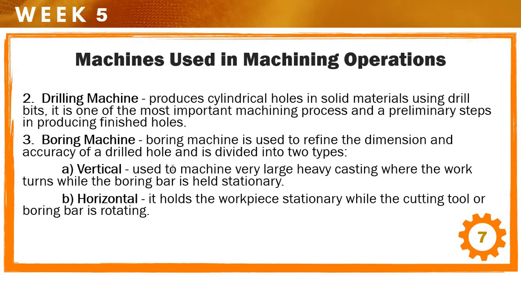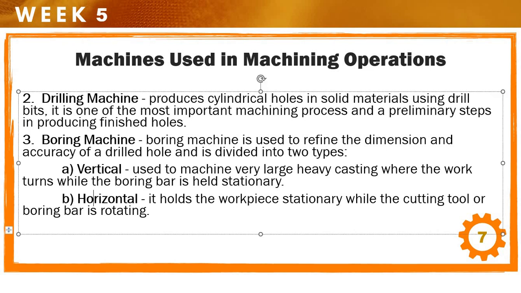Then third is the boring machine. The boring machine is used to refine the dimension and accuracy of a drilled hole and is divided into two types, meaning the boring machine is used after you use the drilling machine. So the boring machine is for more precise holes. It comes with two types.